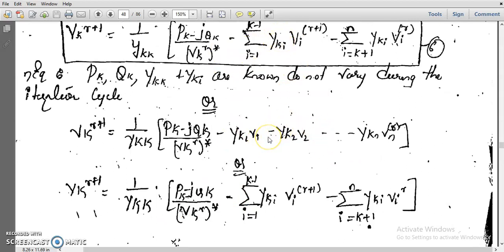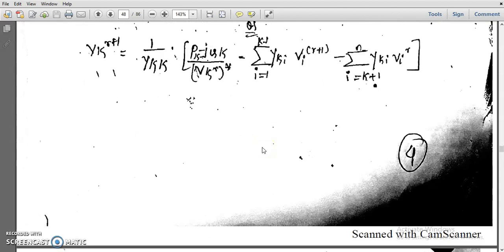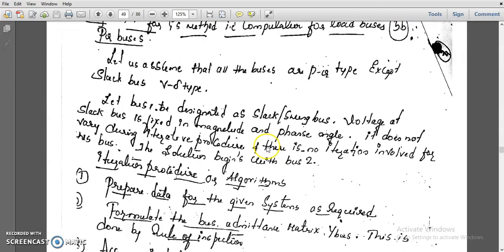So this is the Gauss-Seidel derivation of PQ bus. Okay. Now once you derive this, then how to write it in terms of an algorithm for PQ bus? What all we have done, and what are the steps to follow while calculating PQ bus?